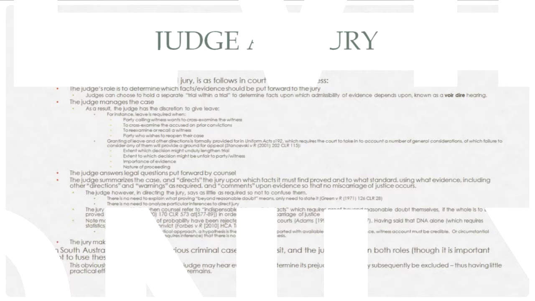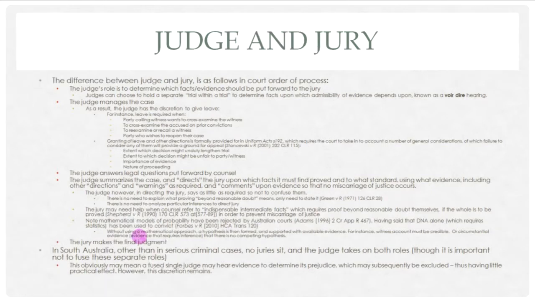Now, without using a mathematical approach, a hypothesis is then formed, only supported with available evidence. For instance, a witness account must be credible, or circumstantial evidence that requires inference that there is no competing hypothesis. And then the jury makes the final judgment. So in South Australia, other than serious criminal cases, no jury sits and the judge takes on both roles, but note that it's important not to fuse the separate roles. This obviously may mean a fused single court judge may hear evidence to determine its prejudice, which may subsequently be excluded, thus having little practical effect. However, this discretion though remains.